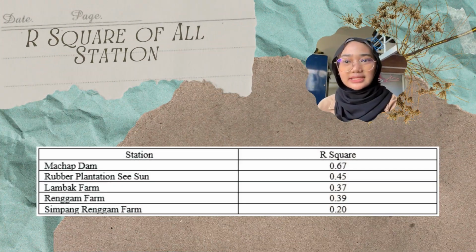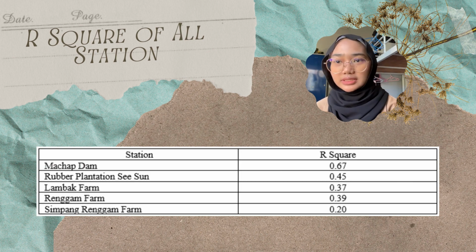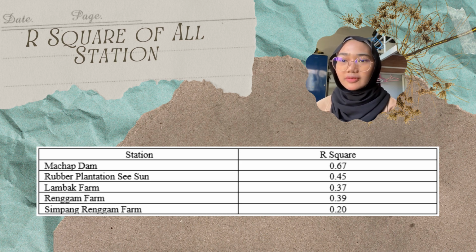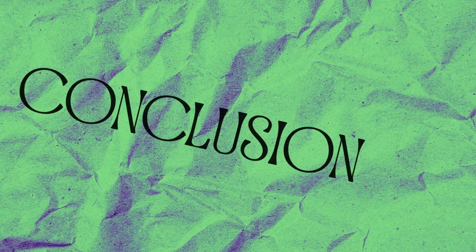Based on the analysis that has been conducted, it shows that the stations of Machap River dam site and Rubber Plantation Sisan have a correlation between rainfall intensity and water level. Meanwhile, the stations of Lambat Farm, Renggam Farm and Simpan Renggam Farm have no correlation.